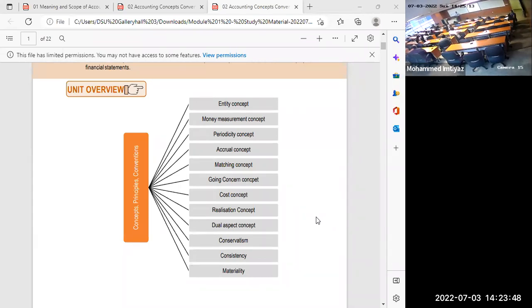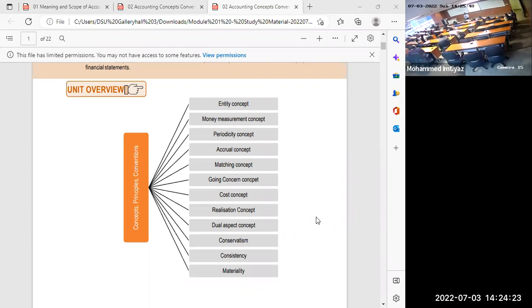What is a transaction actually? Any activity that involves money or money's worth, transfer of money or money's worth. Any one example for a transaction? Purchase of goods by paying money or not paying money? By cash. Purchase of goods for cash. How much, sir?